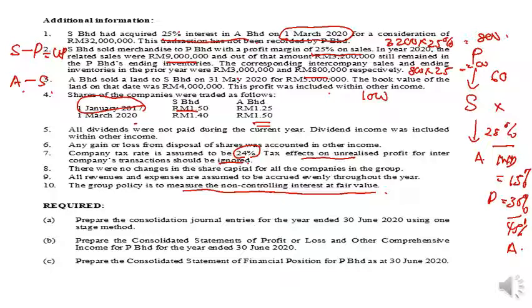So it means that you do not need to account for tax. There is no change in the share capital. All revenue and expenses are assumed to occur evenly throughout the year. The group policy is to measure NCI at fair value, so NCI is going to be measured at fair value. So you need to prepare the consolidated journal entry and consolidated statement of profit or loss at 30 June 2020.